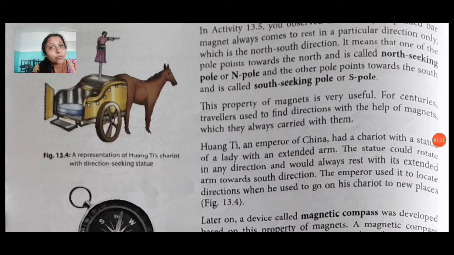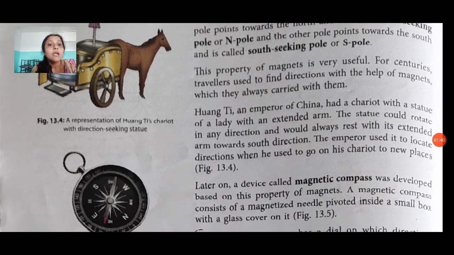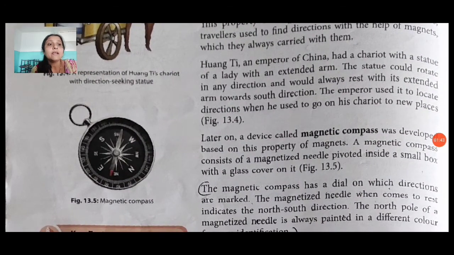In figure 13.4, you can see one lady standing there with a magnet on her arm, and using this magnet the emperor found out direction and went according to the direction of the magnet. Later on, a device called the magnetic compass was developed based on this property of magnets. In figure 13.5, you can see a magnetic compass.